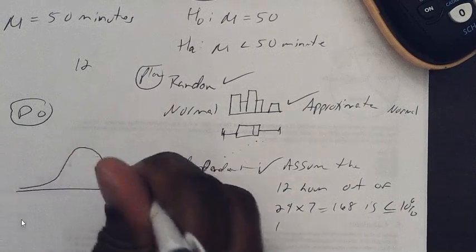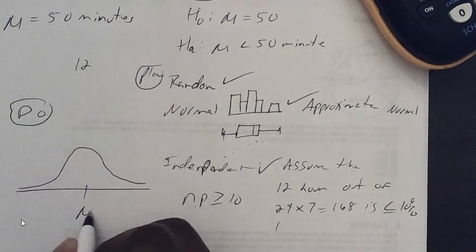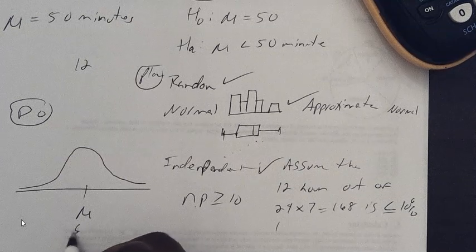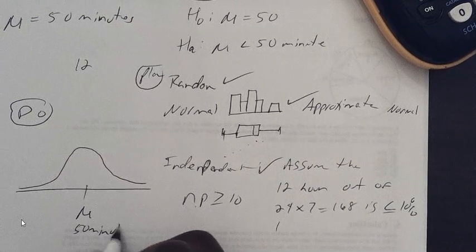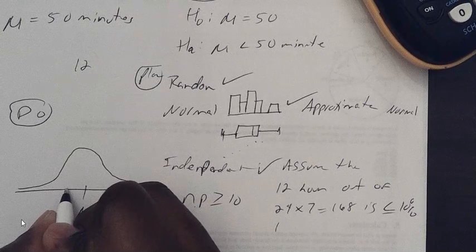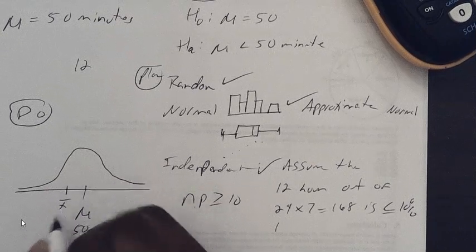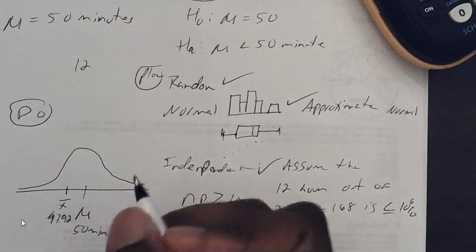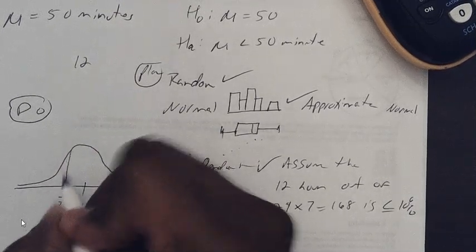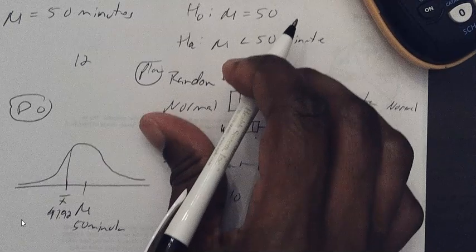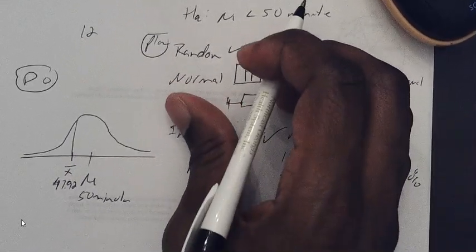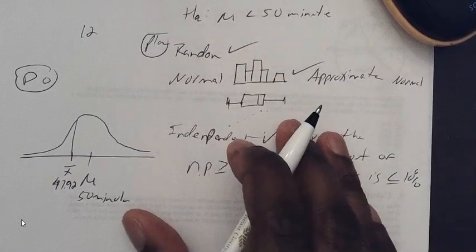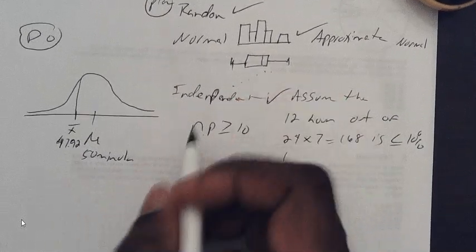In this picture, what we know is our supposed population mean is 50 minutes of music. And what we know is our sample mean was 47.92 minutes. So it's here. And we want to know whether or not that would be unusual. Like how often would we expect that to occur in a sample? And we're going to use a t-test to do it this time.